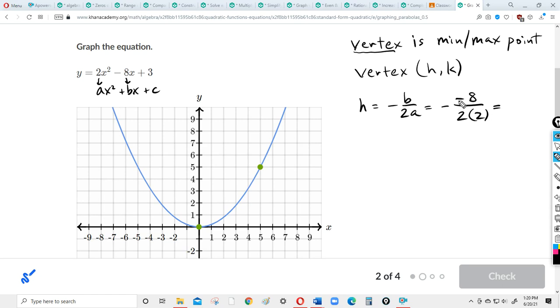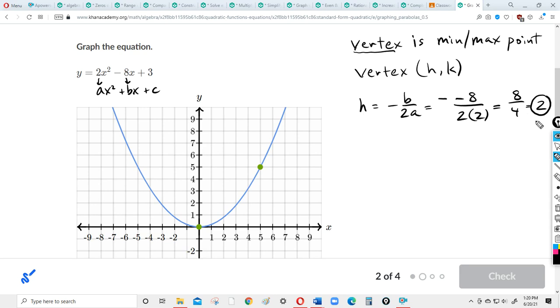Okay, so 2 negatives in a row make it positive. You can assume this negative is in the numerator. That's the same thing. You can put it up here if you want. When it's out front or in the numerator, that's the same. But 2 negatives in a row make it positive 8. And of course, 2 times 2 is 4. And 8 divided by 4 is 2. So that's your h.